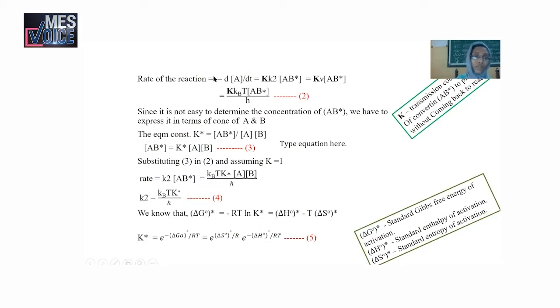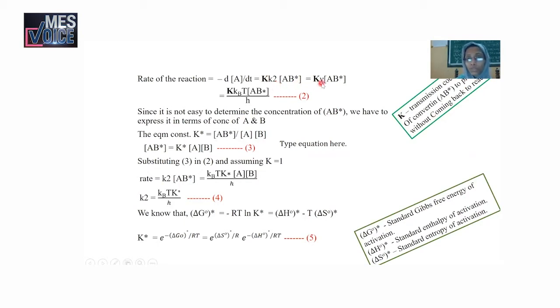Then the rate of the reaction, that is the decrease in the concentration of one of the reactants with time, is equal to k2 times the concentration of the activated complex. That means k2 is a rate constant and this is the concentration of the activated complex. Here κ is known as the transmission coefficient. It is the probability of converting the activated complex AB star into product without coming back to the reactant. That is indicated by the transmission coefficient. That is κ k2 into AB star.